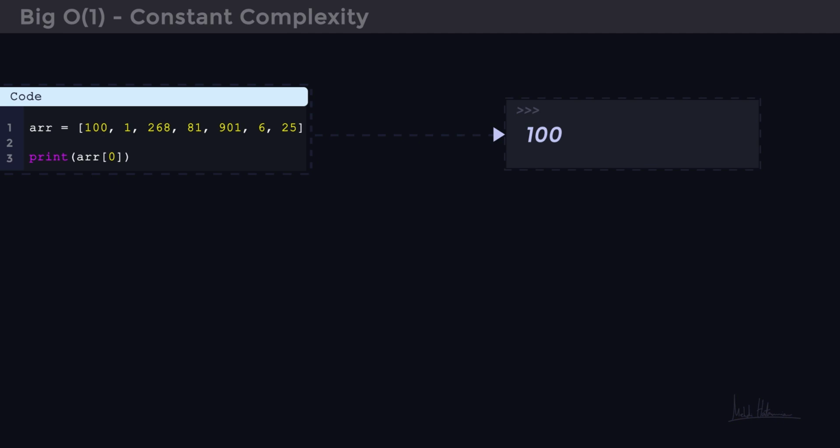The print statement itself is also a constant time operation. Printing a single element to the console does not depend on the size of the list. It takes a fixed amount of time to print one element.